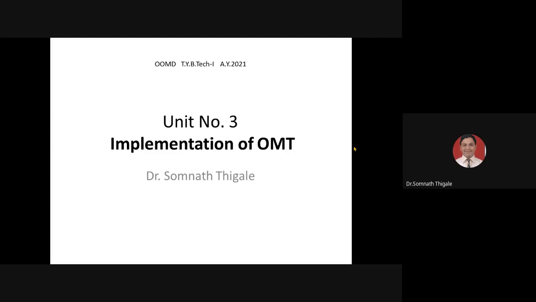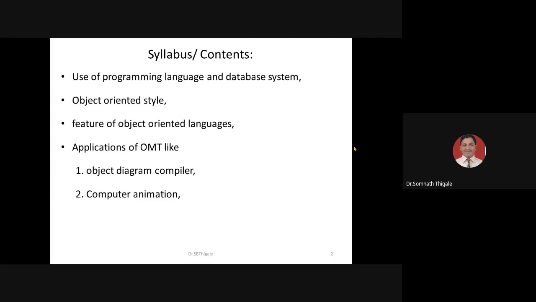So let's start. The points we are going to discuss: we will study programming language and database systems, use of programming language, then object oriented style. We will discuss features of object oriented languages, and then we will discuss applications of object modeling techniques like object diagram compiler, then computer animations. So it is a very small chapter, but comparatively it covers lots of advantages and the popularity regarding object modeling technology.